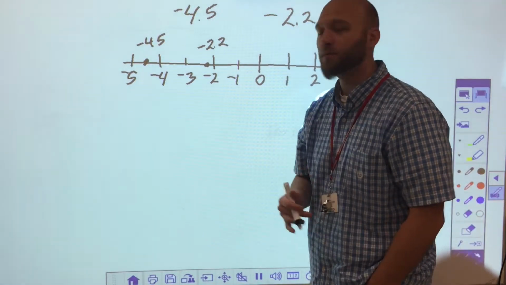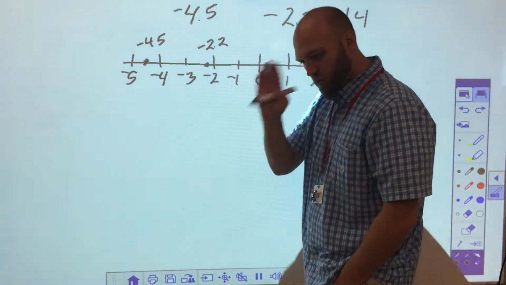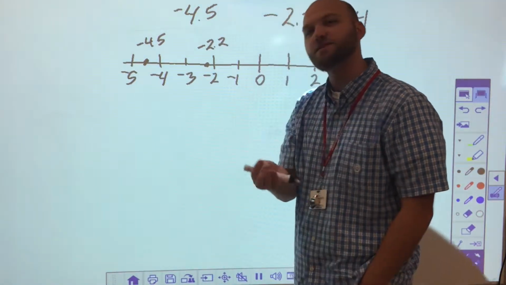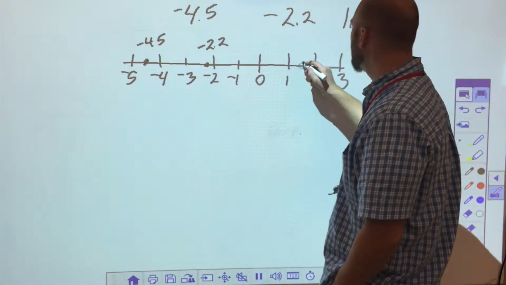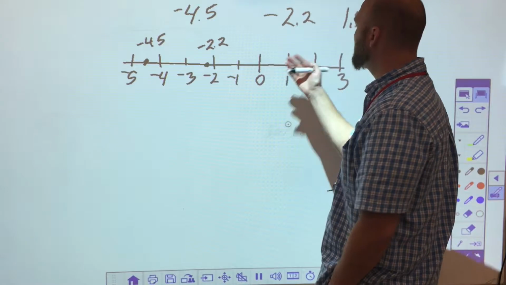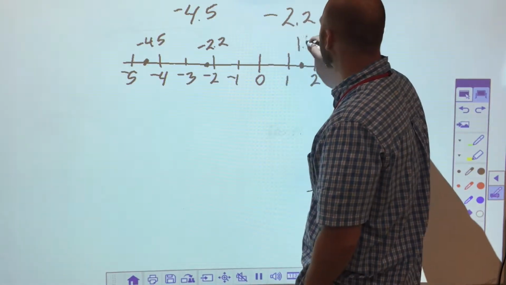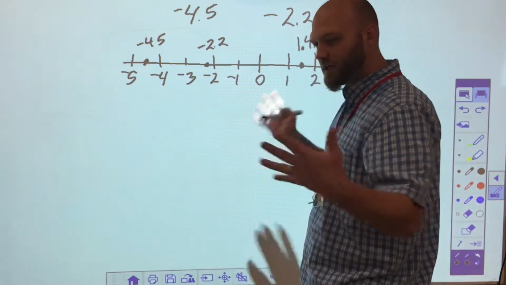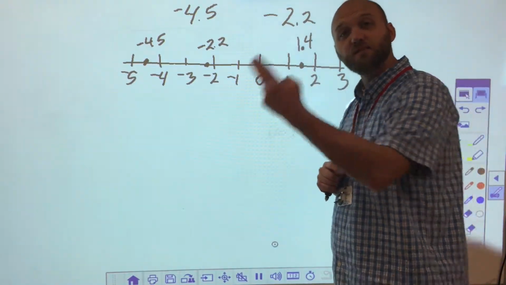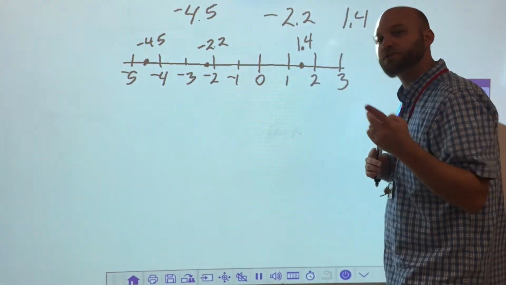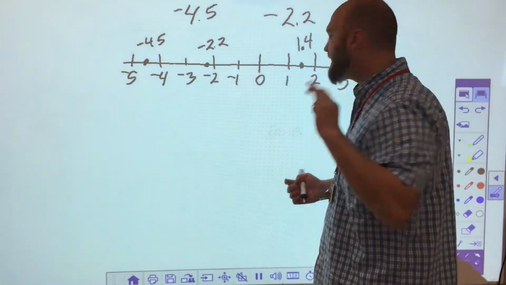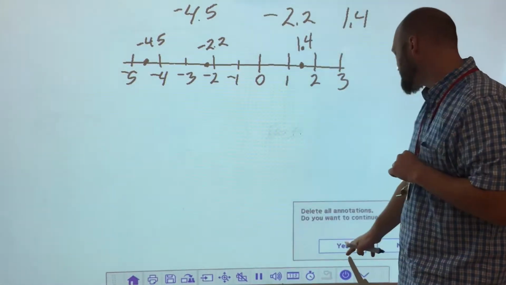And if I have a positive 1.4, 1.4 is between 1 and 2. Just asking yourself that simple question can really go a long way. Between 1 and 2, somewhere around the middle, maybe just a little bit to the left, is a positive 1.4. So asking yourself, first off, is my number positive or is it negative? So which side of zero am I going to be on? And then what two integers is my number in between? That will save you a lot of headaches moving forward.